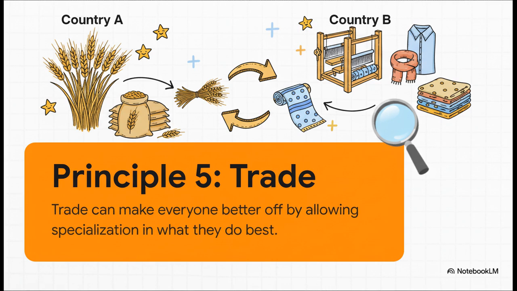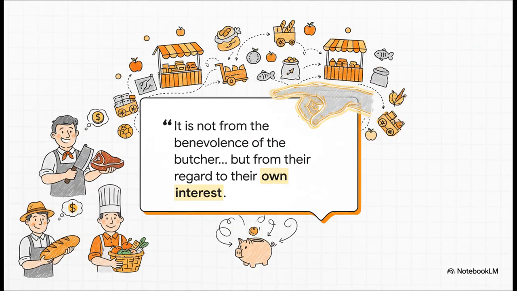By focusing on what they do best and then trading, they both end up with more stuff than if they tried to do it all themselves. It's a win-win. This classic quote from Adam Smith leads us straight to Principle 6. Markets are a really powerful way to organize economic activity. It's this idea of the invisible hand.